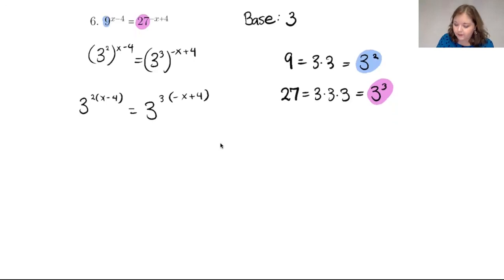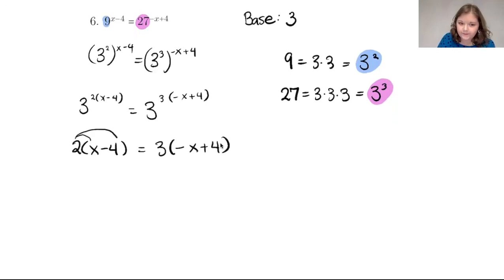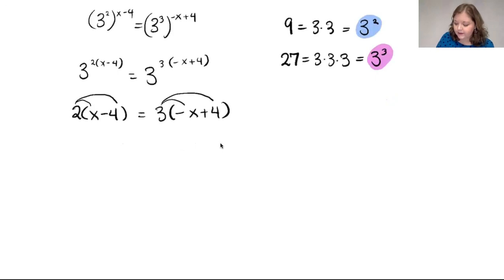So now let's set the powers equal to each other. 2 times x minus 4 equals 3 times negative x plus 4. And then we can distribute. So distribute that 2 and distribute this 3. So our left side becomes 2x minus 8, and our right side becomes negative 3x plus 12.